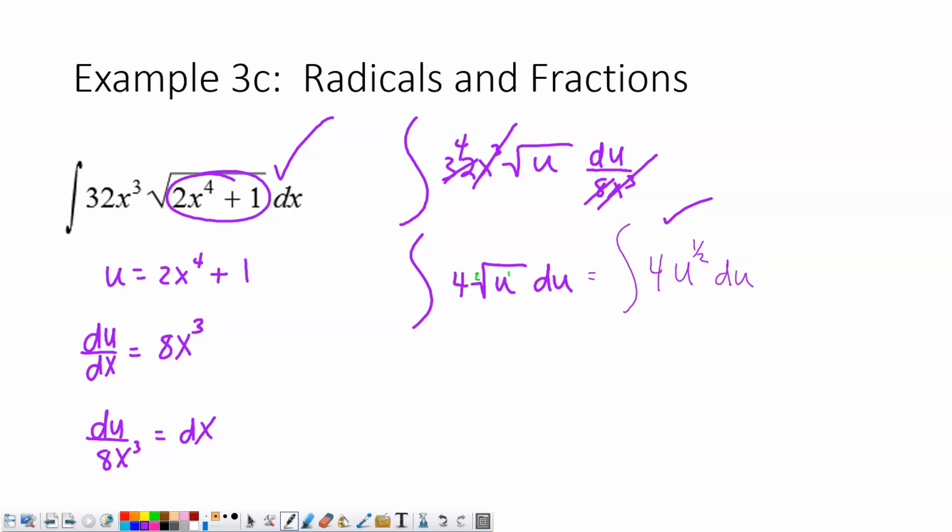Okay, so how do we deal with this now? We add 1 to the power. We talked a little while back about how to do that. If you want to add 1, what you do is you add the top and bottom together.